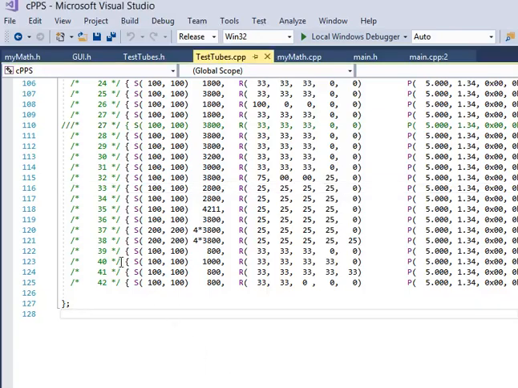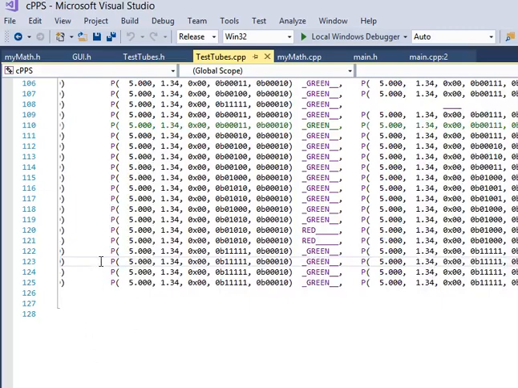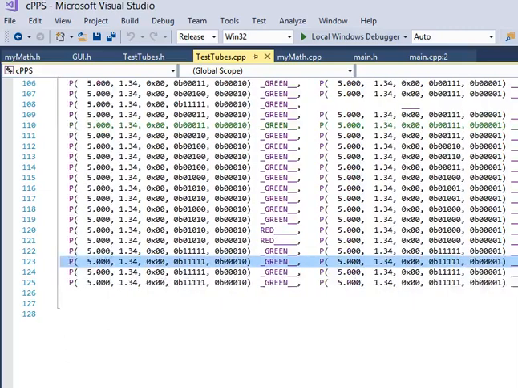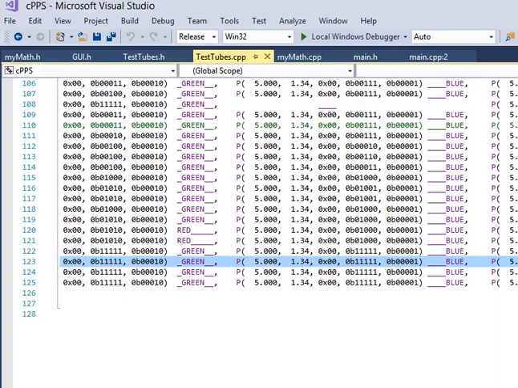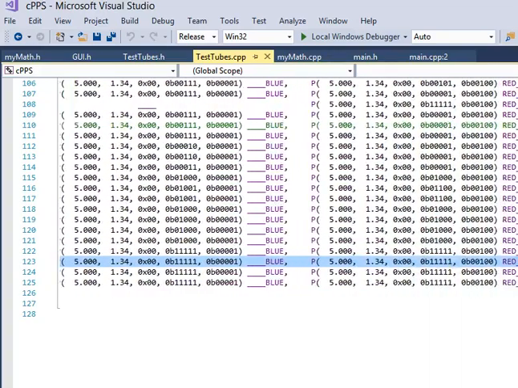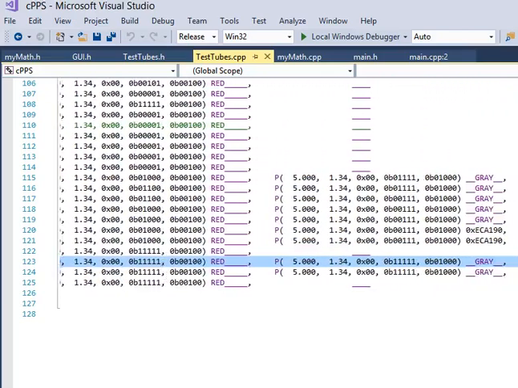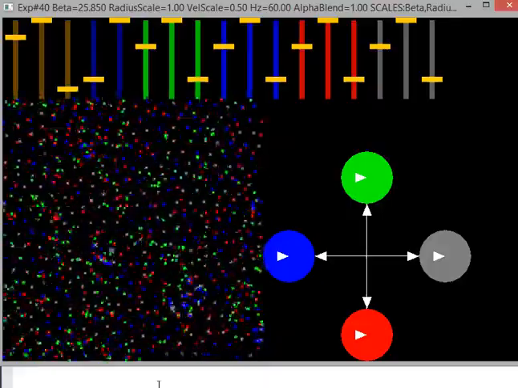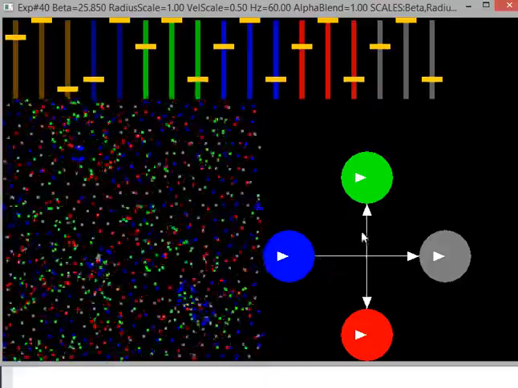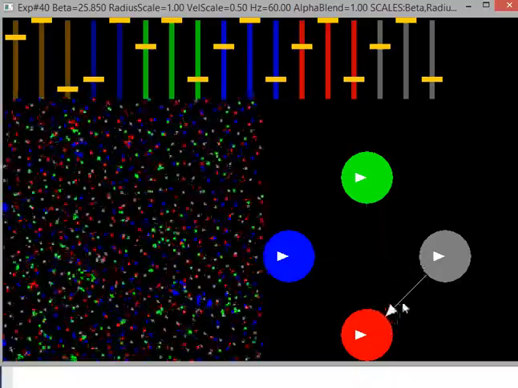Let's check the code and make sure this is experiment 40. The ratios are in equal proportion for green. I have the radius and velocity set here, so the others should be the same. 5 and 1.34 for blue, 5 and 1.34 for red, 5 and 1.34 for gray. Okay, let's go back to this configuration.